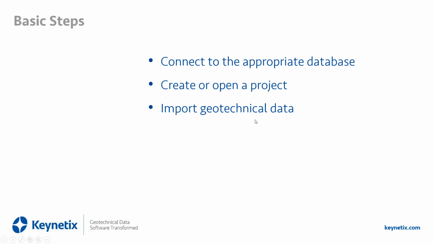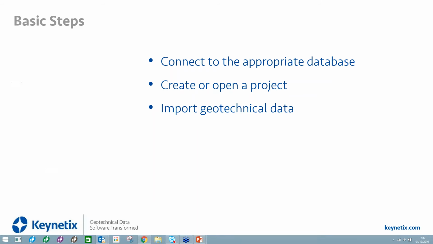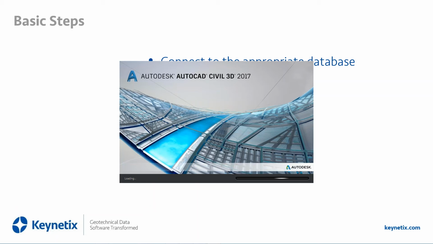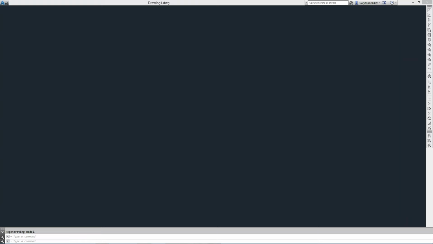So the way we do it is we're going to go into the Geotechnical Module in AutoCAD in a moment. We're going to connect through to our database. We're going to create a new project, then import the data. So let's do that now. Just bear with me a moment while I go and fire up AutoCAD. Here we go. Let's use the Imperial one. Geotechnical Module will work with both metric and Imperial.